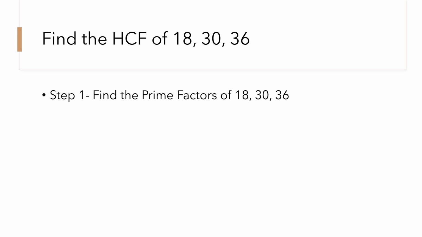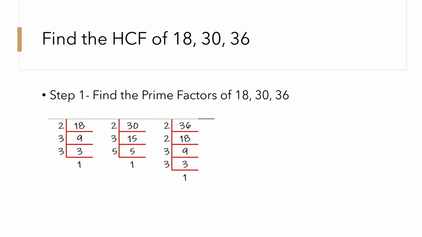So, we are trying to find the HCF of 18, 30 and 36. The first step is we will find the prime factors of 18, 30 and 36. You already know how to find the prime factors. You can also pause the video here to see how we find the prime factors of three numbers and understand. So what are the prime factors of the three numbers?